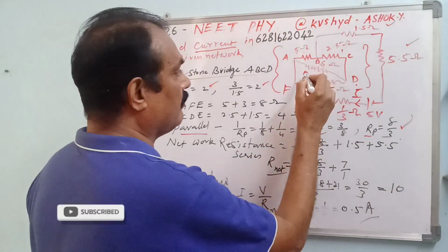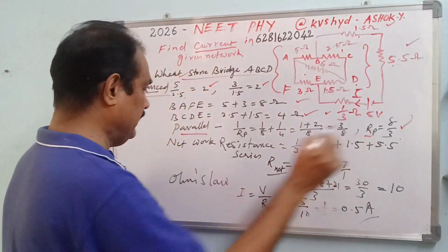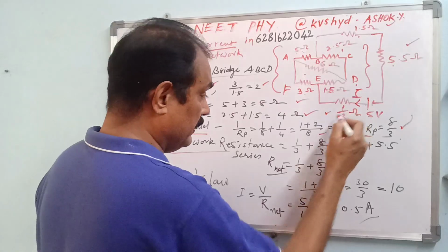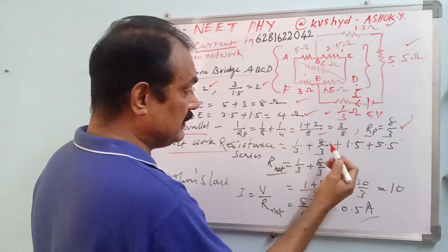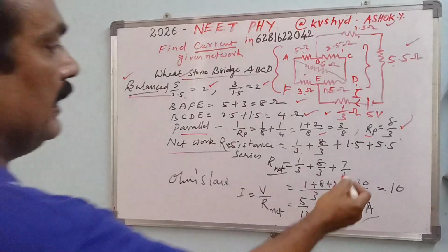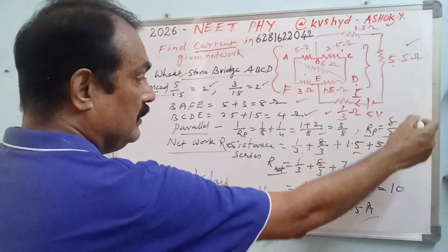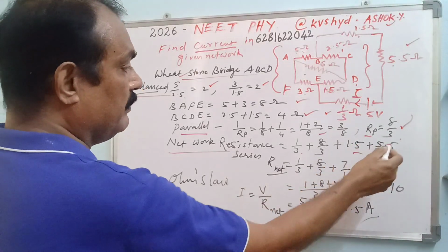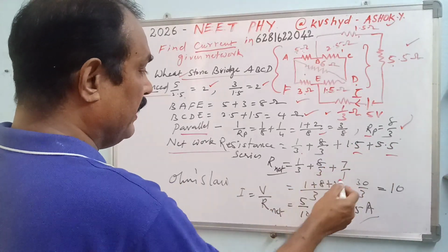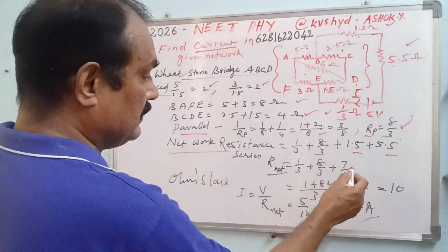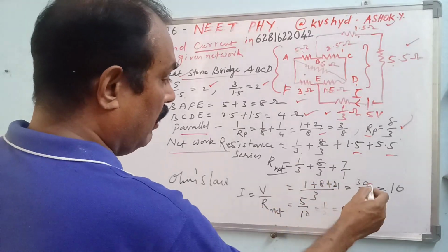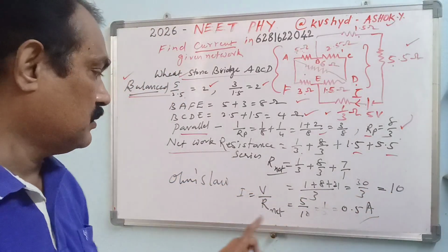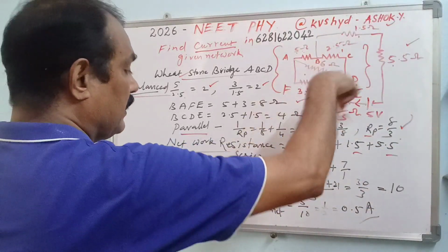Now how many resistors are there? 1, 2, 3, 4. They are in series. So now the complete network resistance will become: first one is 1, 1 by 3, second one is this entire thing 8 by 3, plus this is 1.5, this is again 5.5. You add all, take LCM, then when you add these two it becomes 7. Then 1 plus 8 plus 7 into 3, 21, altogether 30 by 3, you get 10. I hope you understood this. So the entire network resistance is 10 ohm.